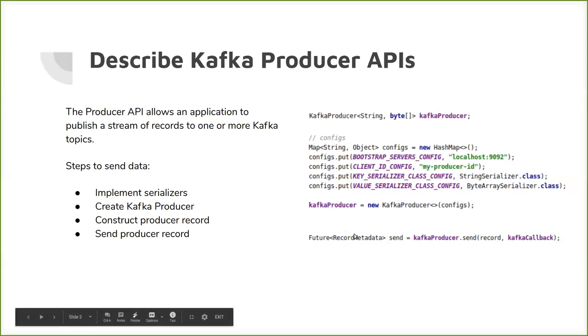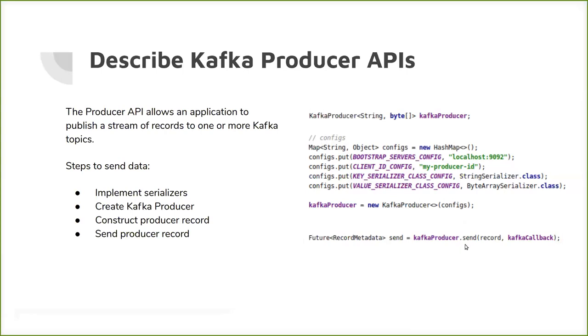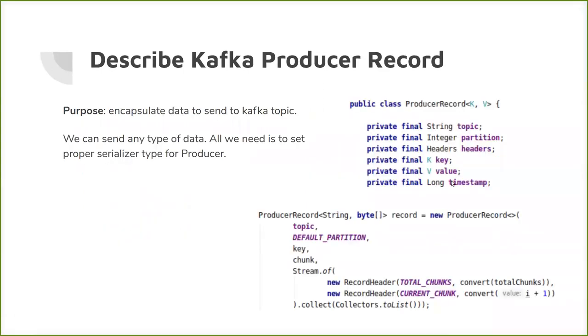Now regarding sending data. In order to send any message, we have to wrap it into a producer record object. You can't send the byte array or your custom type by putting it directly into the send method; you have to wrap it into the producer record object. In the producer record, you also should specify important information such as the topic. This is the topic where your message should go.